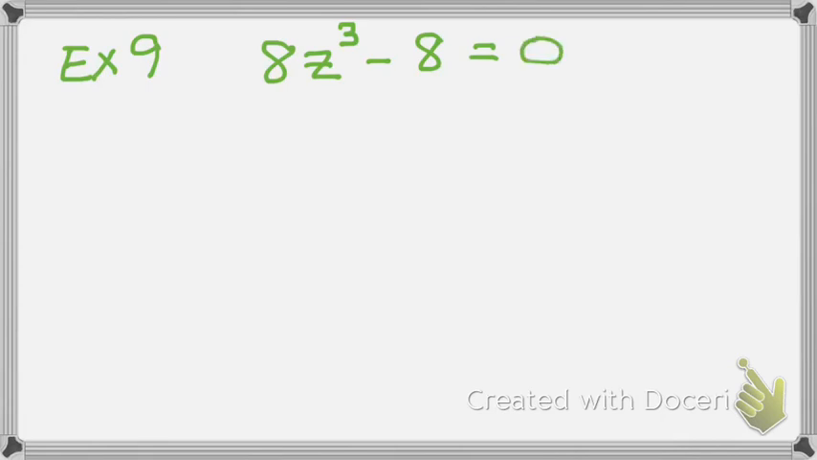So, okay, this time we're going to do a difference of cubes problem. This is example 9, and you have 8z cubed minus 8 equals 0.